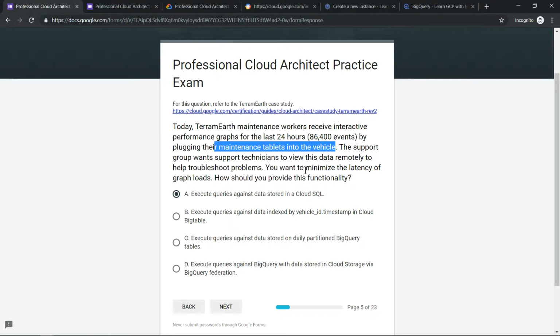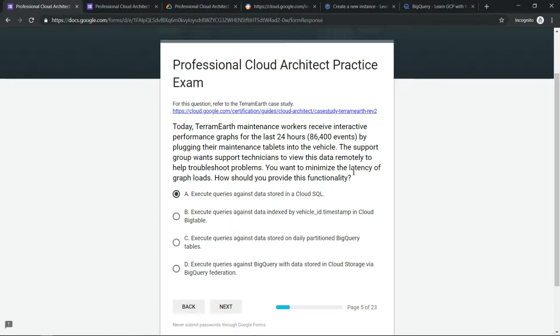You want to minimize latency. This is the most important thing in this question. Minimize latency of graph loads. How should you provide this functionality? Pause the video, look into those four options. Let me know what could be the best possible answers for this.